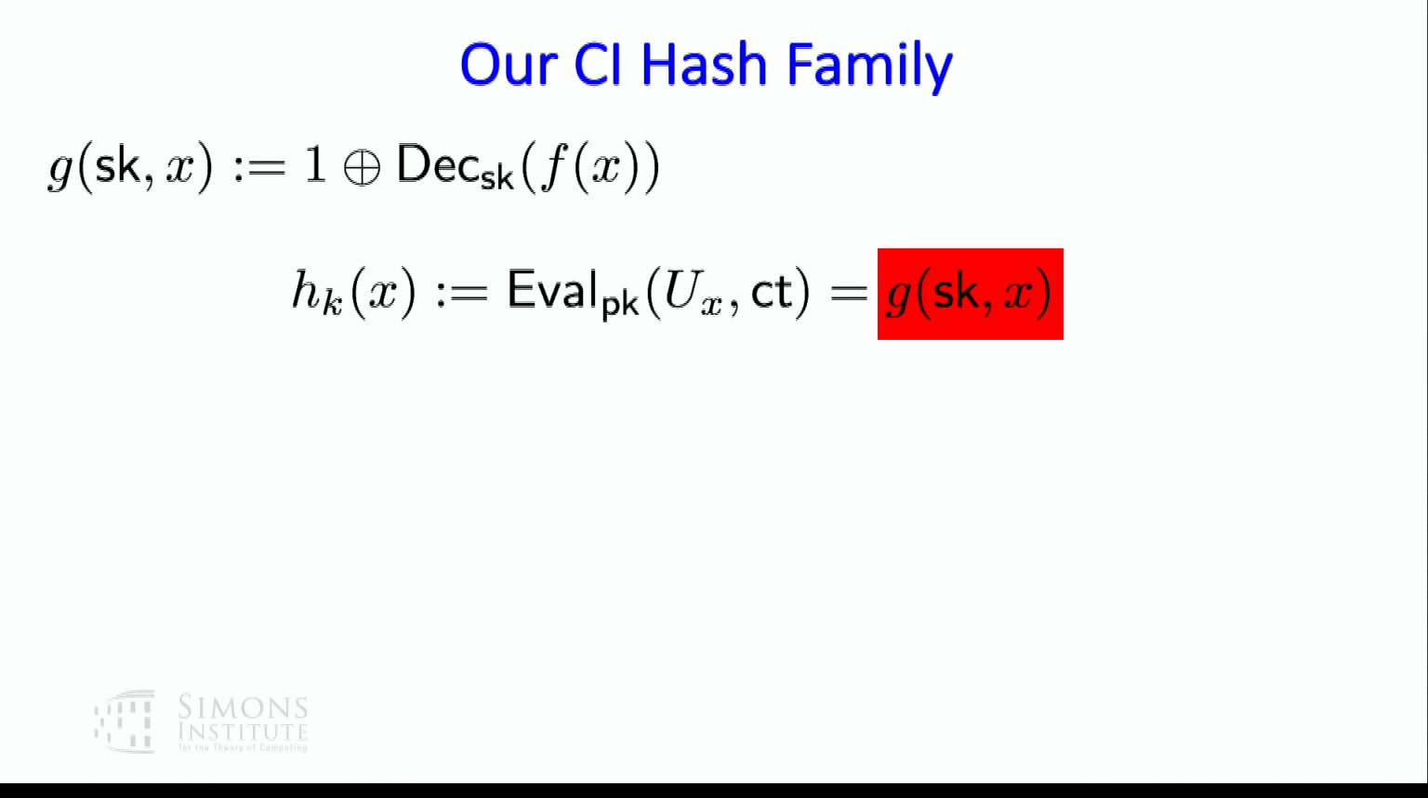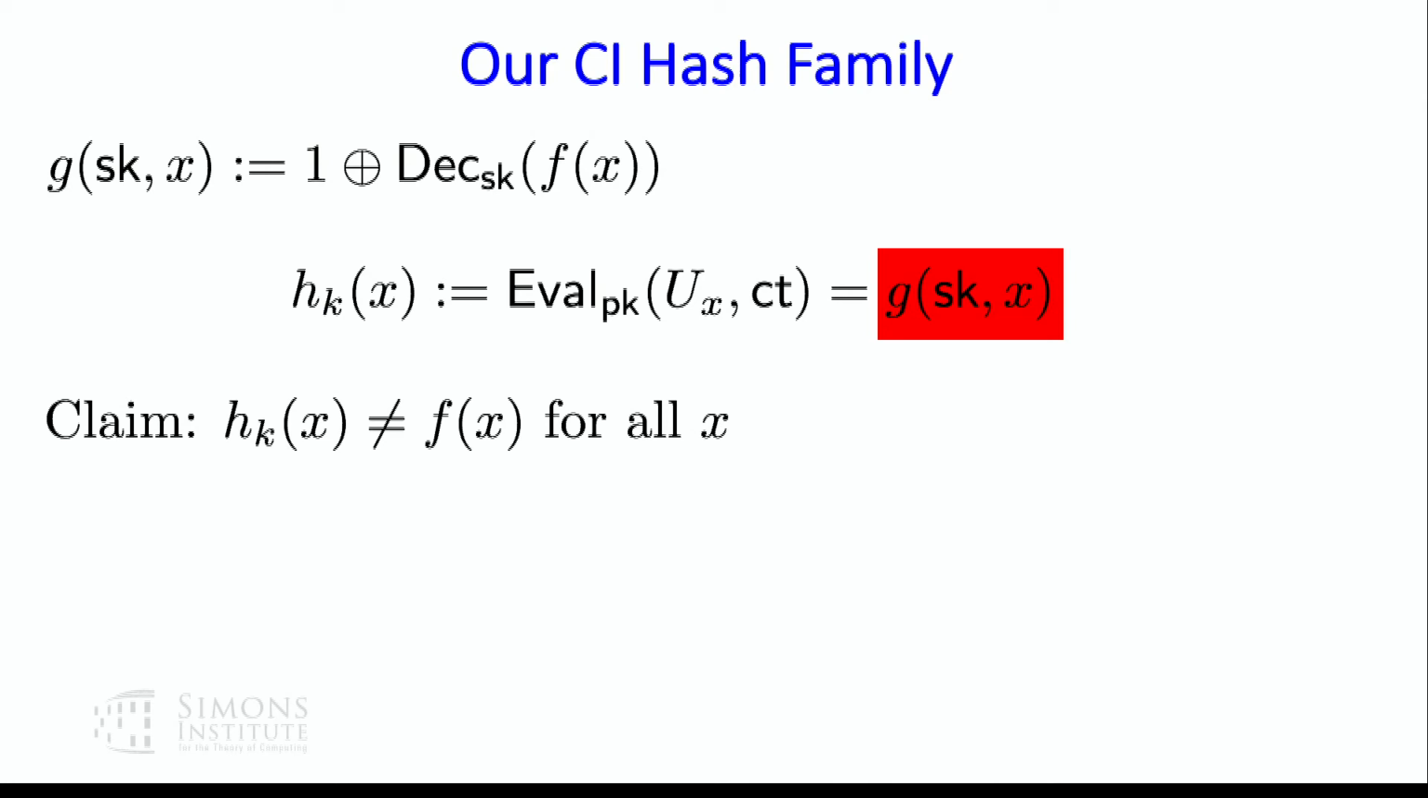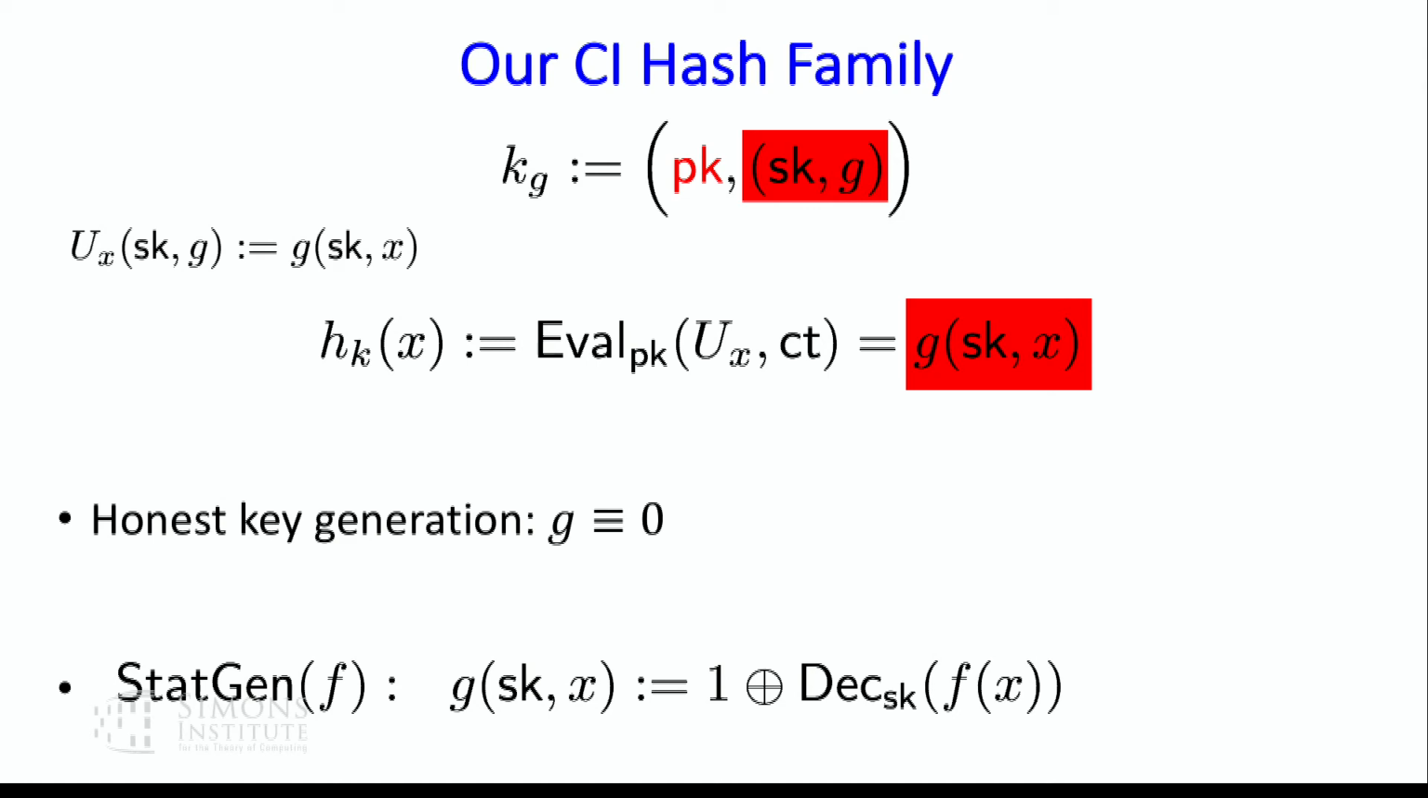So here's the hash function. I claim that it satisfies the properties we want. Well, first of all, definitely keys with different g's are indistinguishable, assuming that the encryption scheme is circular secure, right? That's g is inside a red box. You don't know what it is, as long as it's circular secure.